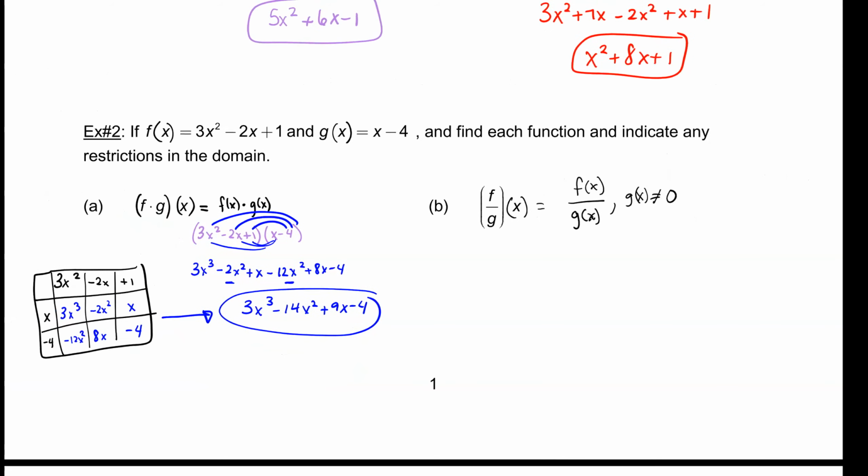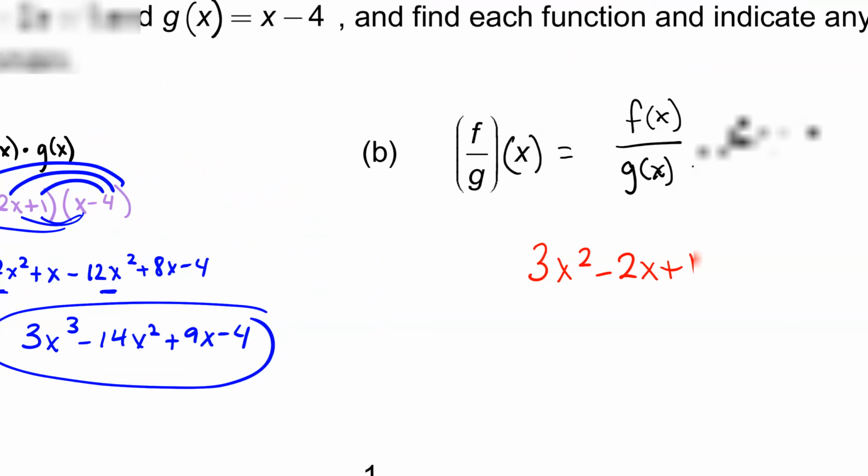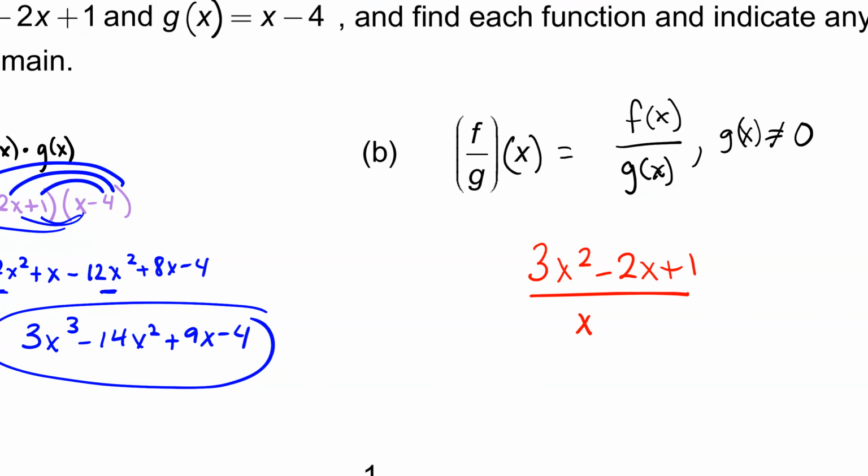So here we have 3x squared minus 2x plus 1. And I'm dividing by g of x, which is x minus 4. Do you do it long division? Well, let's see.